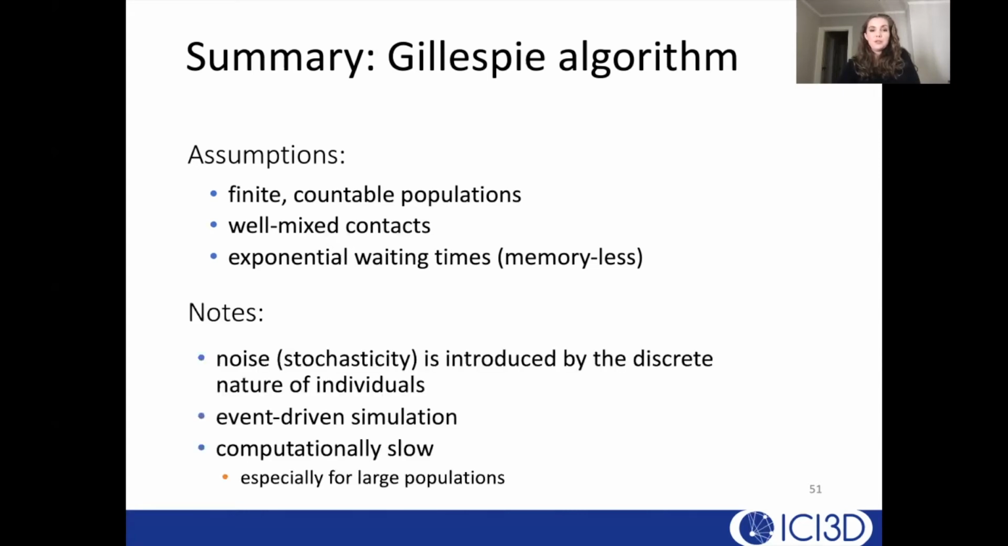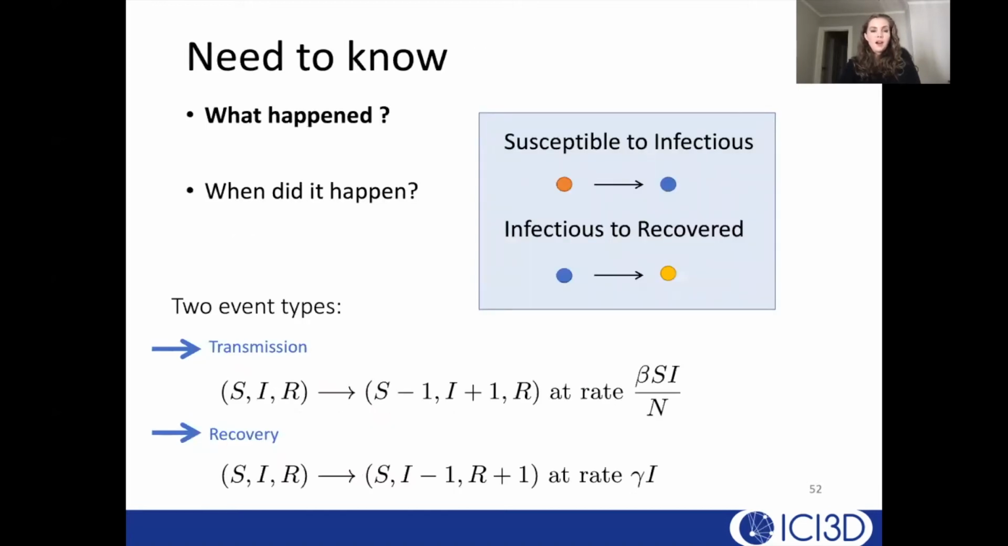So some additional notes. Noise is introduced by the discrete nature of individuals. The Gillespie algorithm produces an event-driven simulation, which is nicely intuitive in that we're thinking about specific events happening, but it can be computationally slow, particularly for large population sizes. So to continue, and this will lead into the exercise computer tutorial for this session.